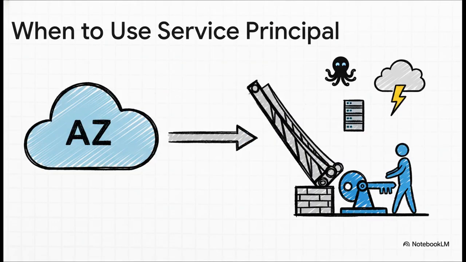But what if your app doesn't live inside Azure? What if you're deploying code from GitHub Actions? Or you have an app running on-premise that needs to talk to Azure? For all of that, you have to use a service principal. It's the secure handshake that connects the outside world to your Azure resources.